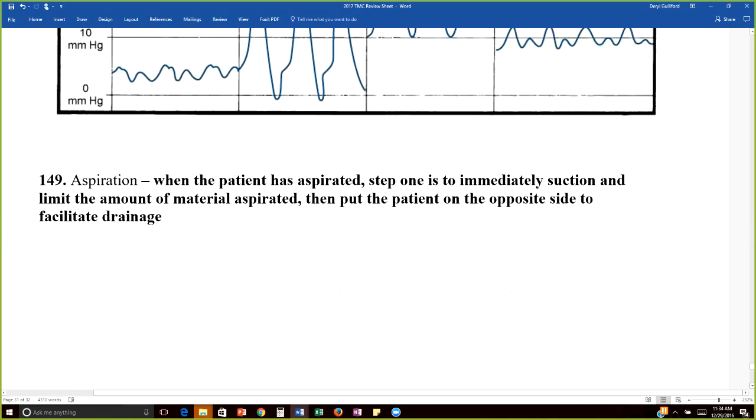Aspiration. So let's say the patient aspirates. Let's say a nursing home patient. They aspirate. First thing to do is suction, get as much out as you possibly can, and then put the patient on the opposite side to facilitate drainage.